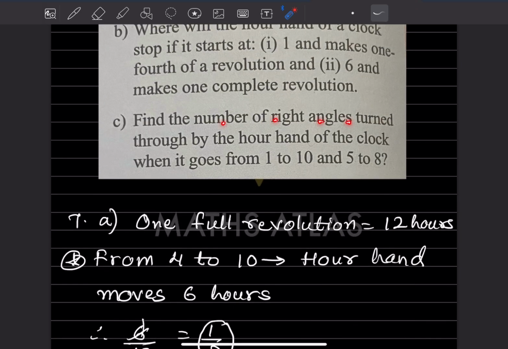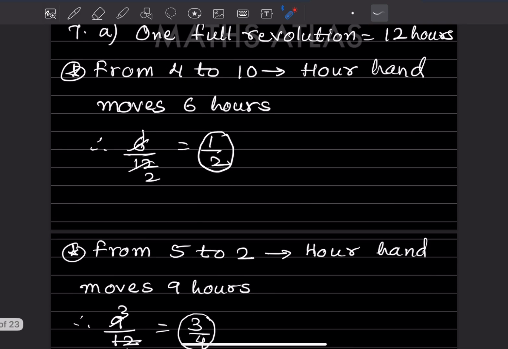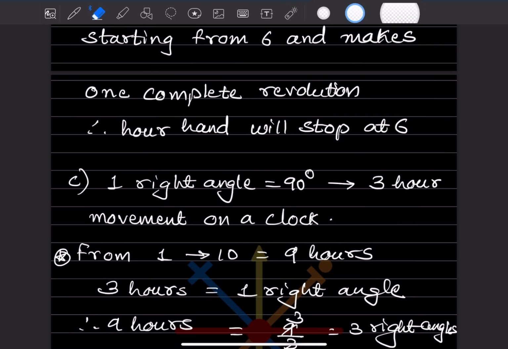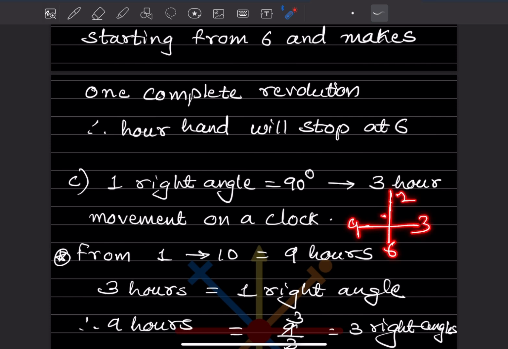Find the number of right angles turned through by the hour hand of the clock when it goes from 1 to 10 and 5 to 8. Right angles turned by our hand when it goes from 1 to 10 and 5 to 8. So here, one right angle is going to be 90 degrees. See here, this is a clock, so here there will be 12, 3, 6, 9. So one right angle is going to be 90. So when it starts from 1, this is going to be 1 and it is going to stop at this 10.